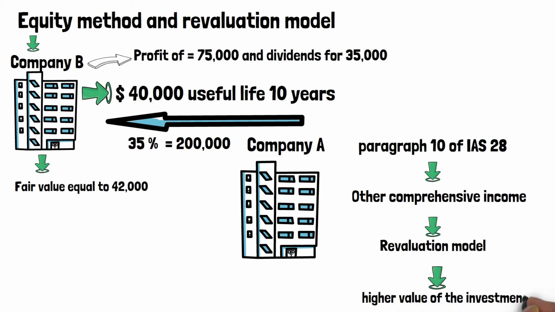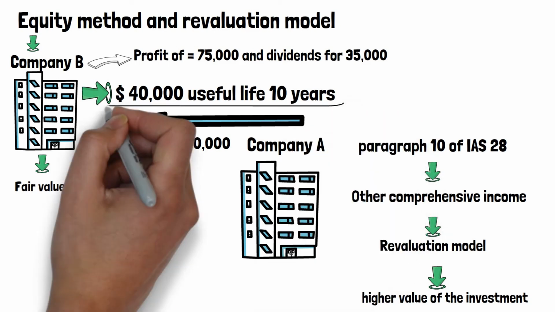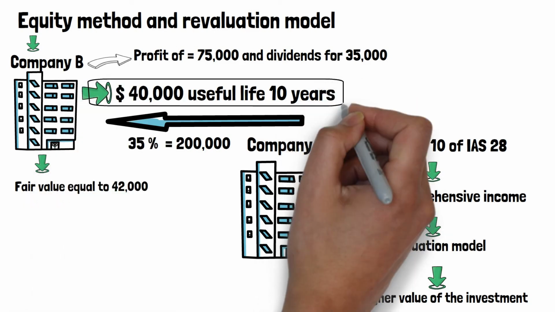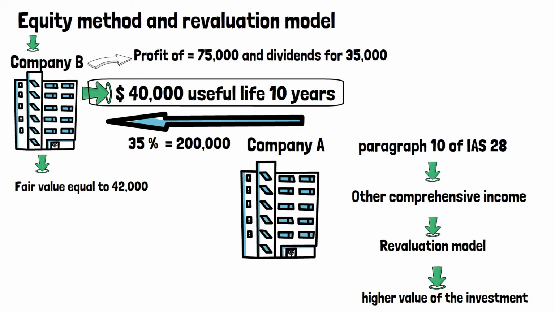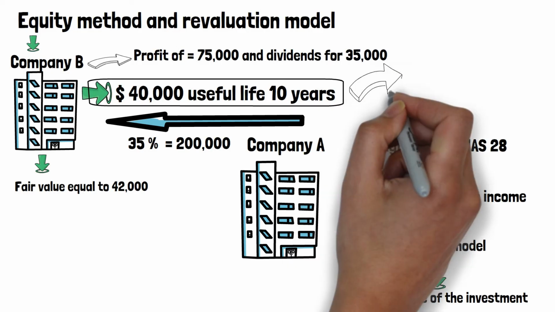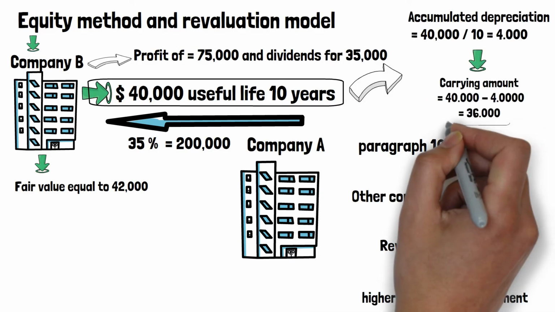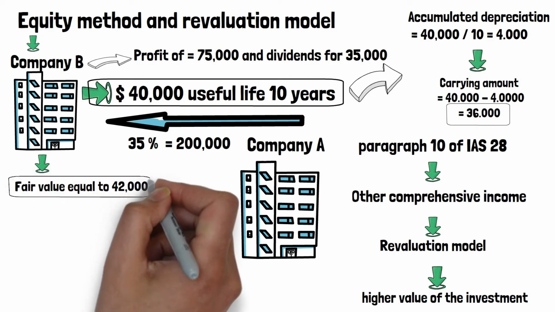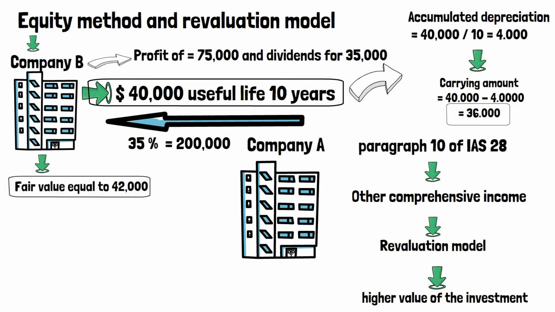In this way, in the example, the initial cost of the property, plant, and equipment equals 40,000. We also know that the useful life of this asset is 10 years. Therefore, the carrying amount of this asset at the end of year 1 is 36,000. Now, we must compare this value with the fair value of the building, equivalent to 42,000. Thus, the value the entity must report in other comprehensive income from using the revaluation model is equal to 6,000.